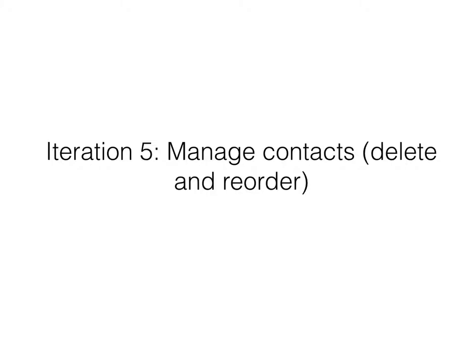There are two optional pieces here. The first one, which is designated as iteration 5, is managing some of the contacts, or managing the list of contacts. In particular, we will look at deleting a contact and reordering contacts. The second part, which we will do in a follow-up iteration, is saving contacts to a file.